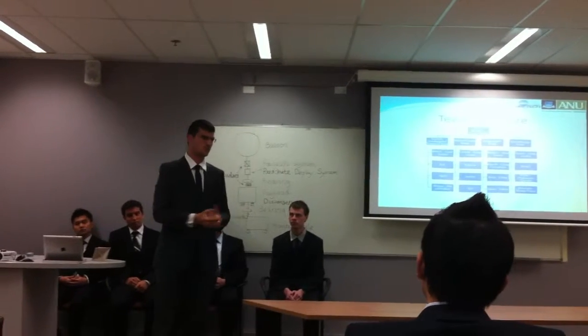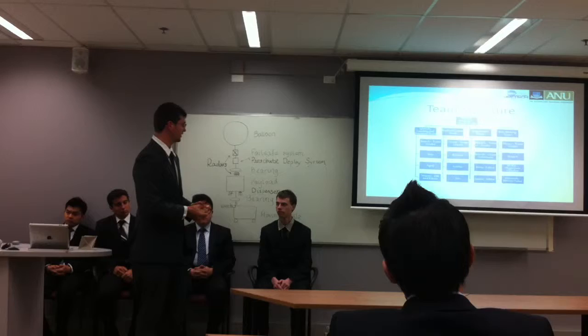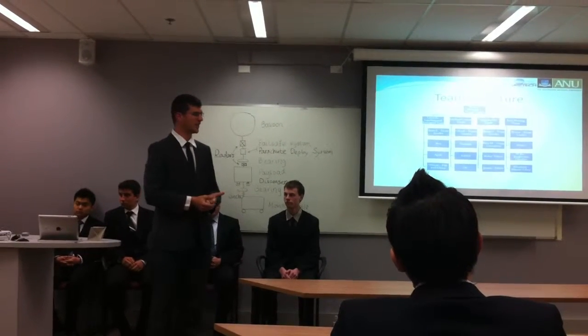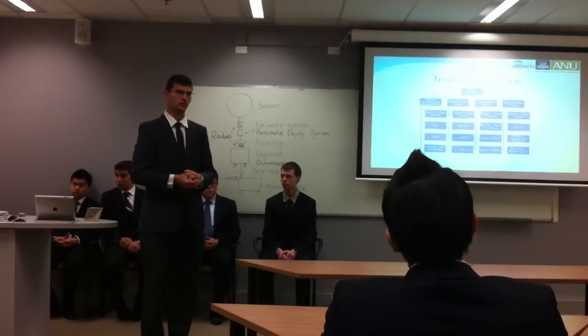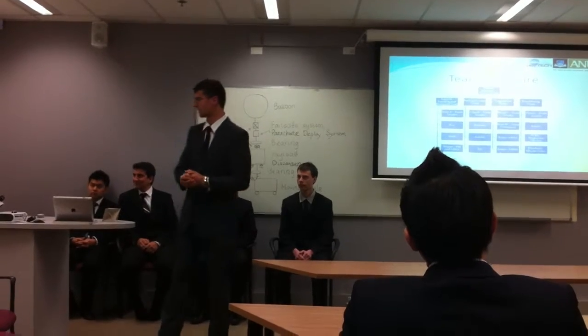We have a basic team structure with one project manager and 4 team leaders. The 4 different teams are launch and landing, trajectories, payload control, and rainmaking team. I'm now going to pass you on to James.